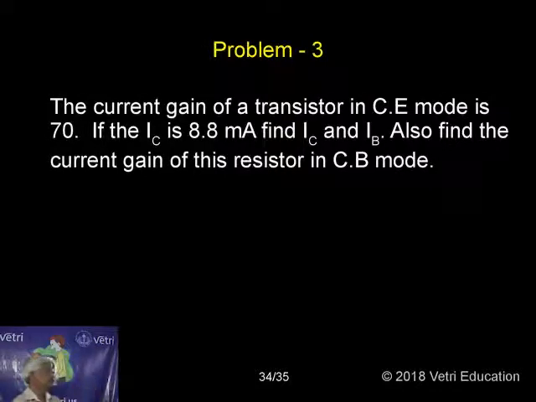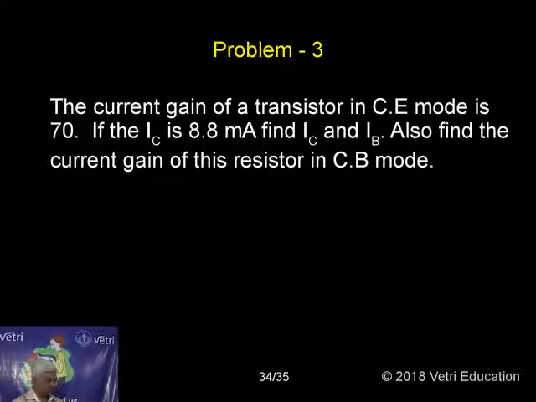The next problem, a repeated problem. Once we know this, if IC is given, the same problem may be asked with IE also. The current gain of a transistor in CE mode is 70. If the collector current is 8.8 milliampere, find the collector current and the base current.